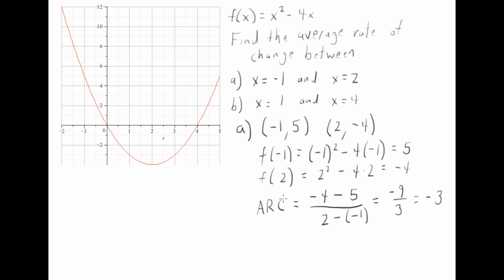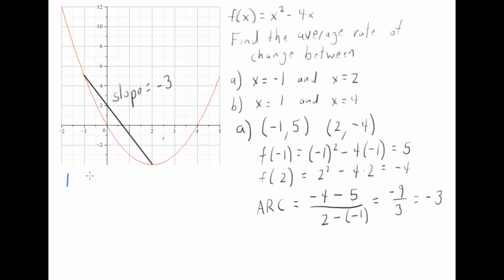Now it's very important. We can now visualize this average rate of change on the graph. In other words, we can think of the line that goes from the point -1, +5, all the way to 2, -4. And we will think about that line as having a slope equal to -3. The minus sign in particular means that we are decreasing. Okay, let's do that again. Let's do part B.